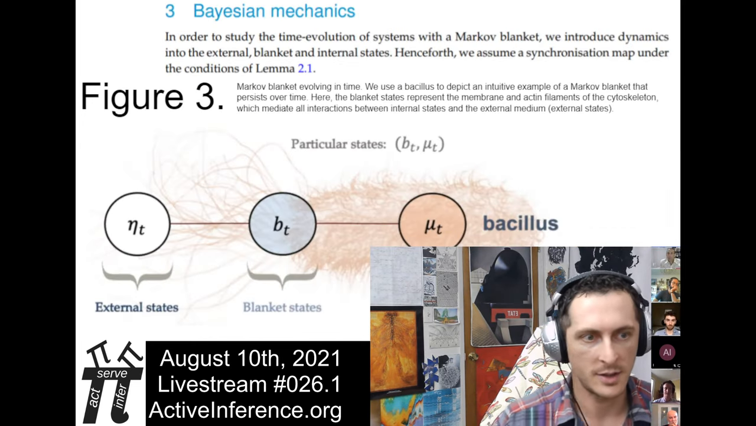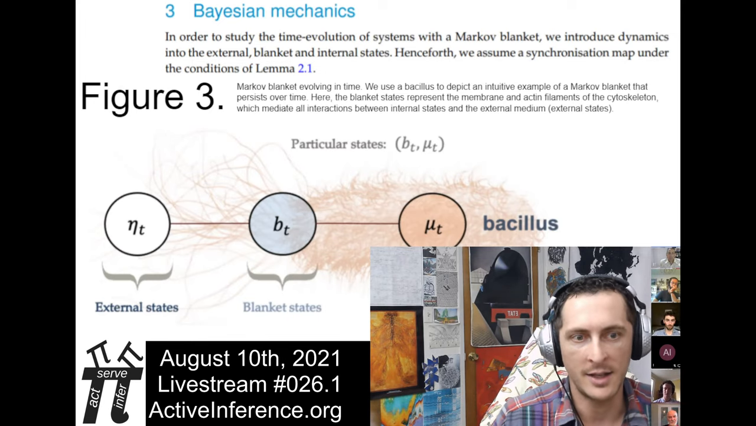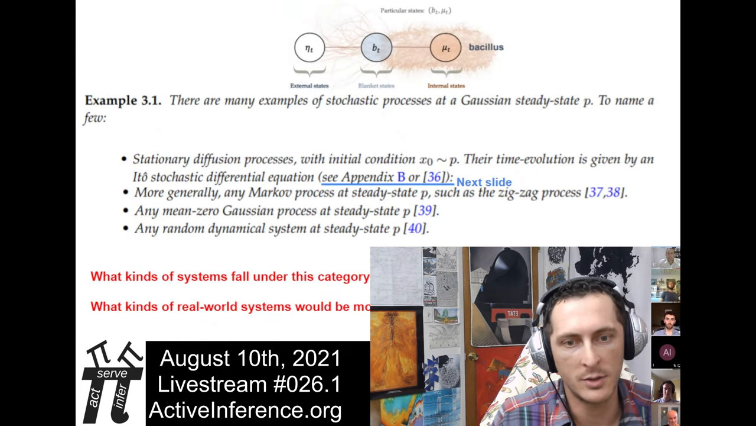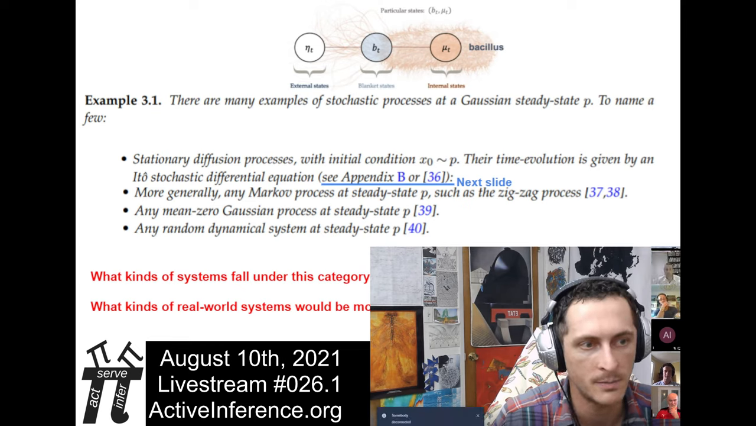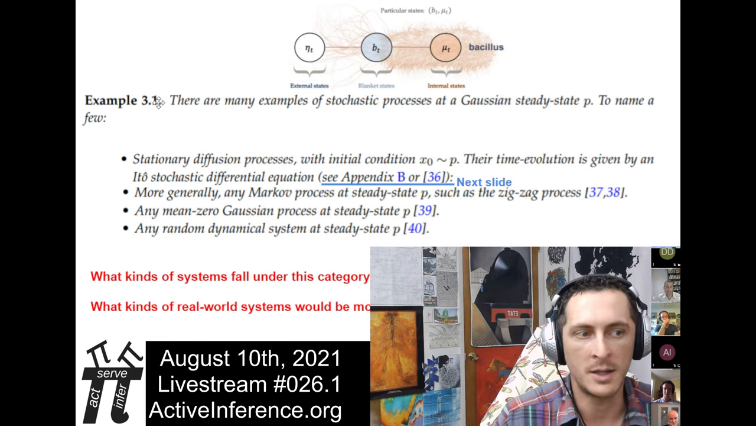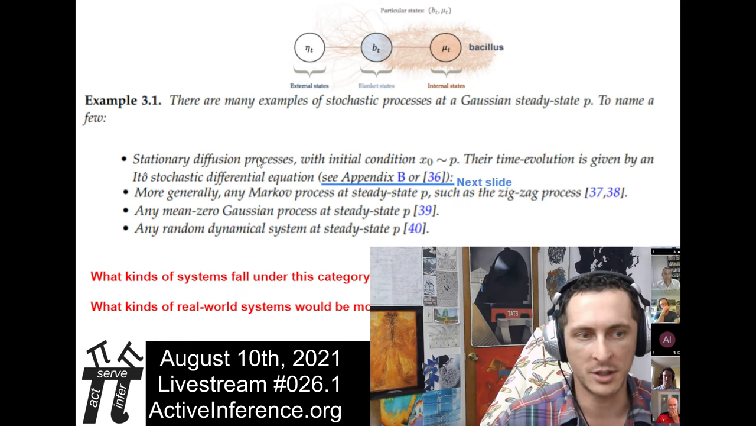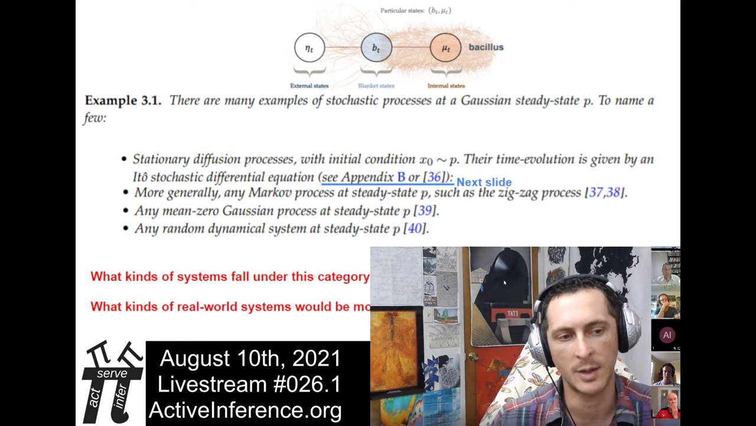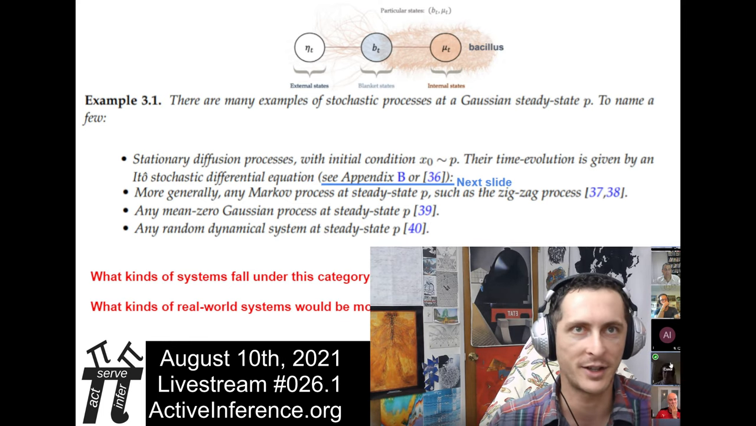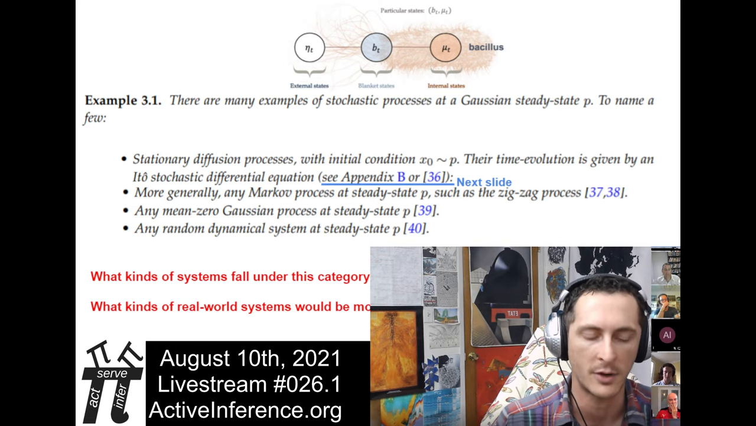So let's take another look at that Markov blanket persisting through time, and maybe even return a little bit to what kinds of systems we are talking about here. There was this very interesting piece in example 3.1 about which types of stochastic processes at the Gaussian steady state P might fit under this phrasing. Several things were mentioned. Conor, how would you summarize this list? Is this an exhaustive list, or just the tip of the iceberg? What kinds of attributes do these examples share that allow them to fall under this framework? And what violates it and moves us into a different space?